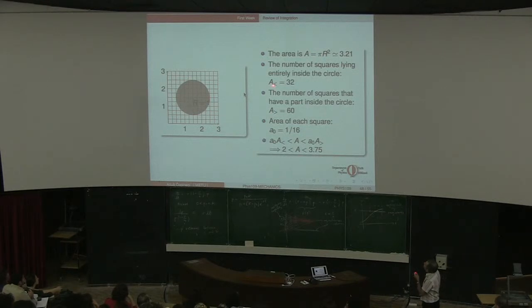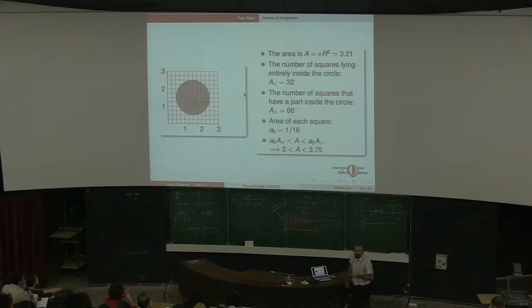If you count them, or you can count at home, there are 32 squares completely inside, and 60 squares contain at least a small bit inside the disk. And the area of each square is 1 over 16. So the area of my disk is larger than 2 and smaller than 3.75. So I'm already getting quite close to 3.14.